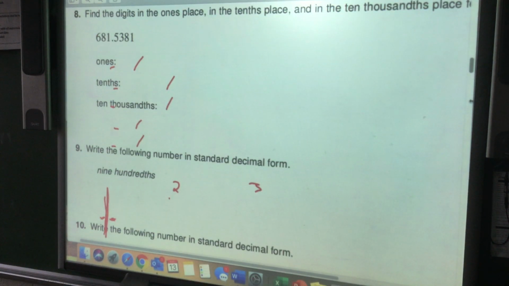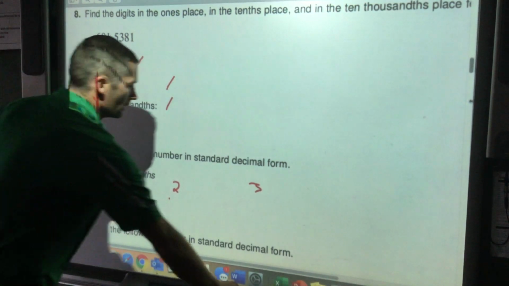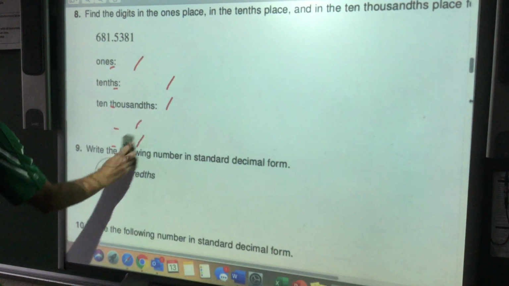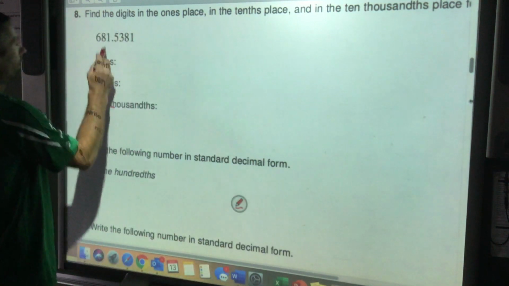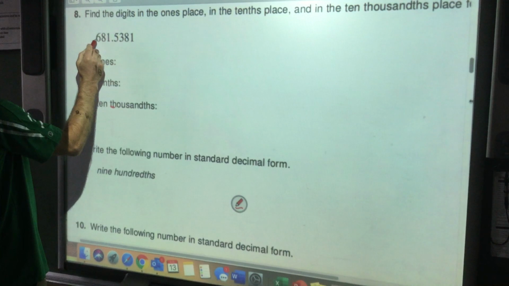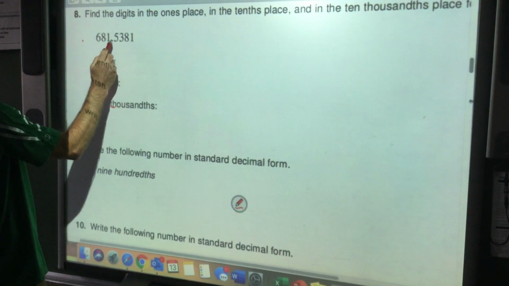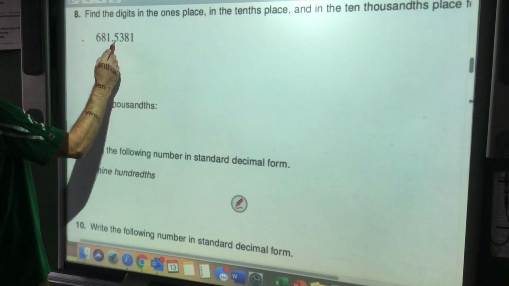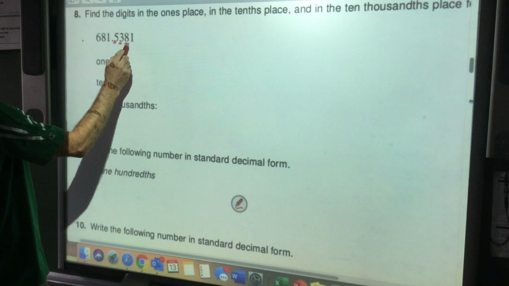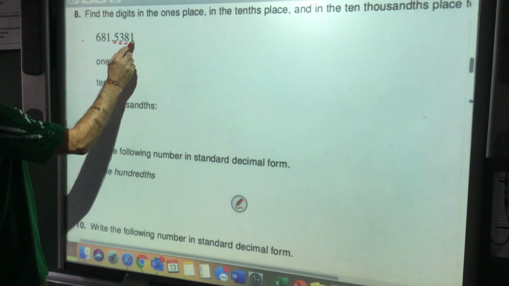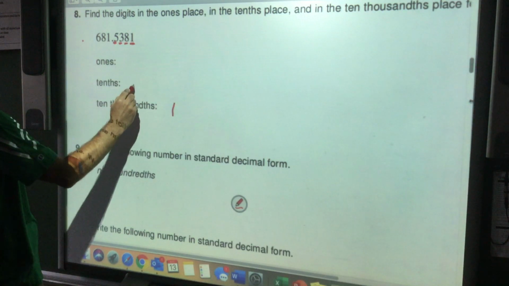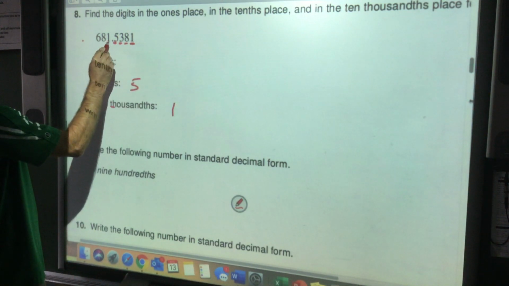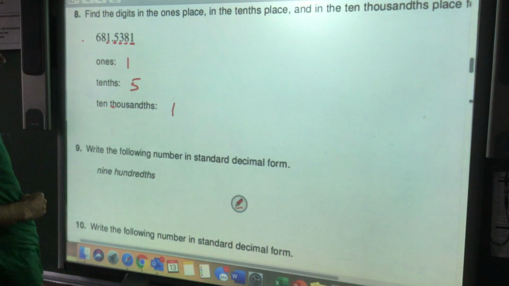Find the digits in the ones place, the tenths place, the 10,000ths place. So we could be thinking, going this way, 1, 10, 100, 1,000, 10,000. So going this way, tenths, hundredths, thousandths, 10,000ths. So there's my 10,000ths place. Tenths, we don't do ones. And to the right of the decimal is always your ones.